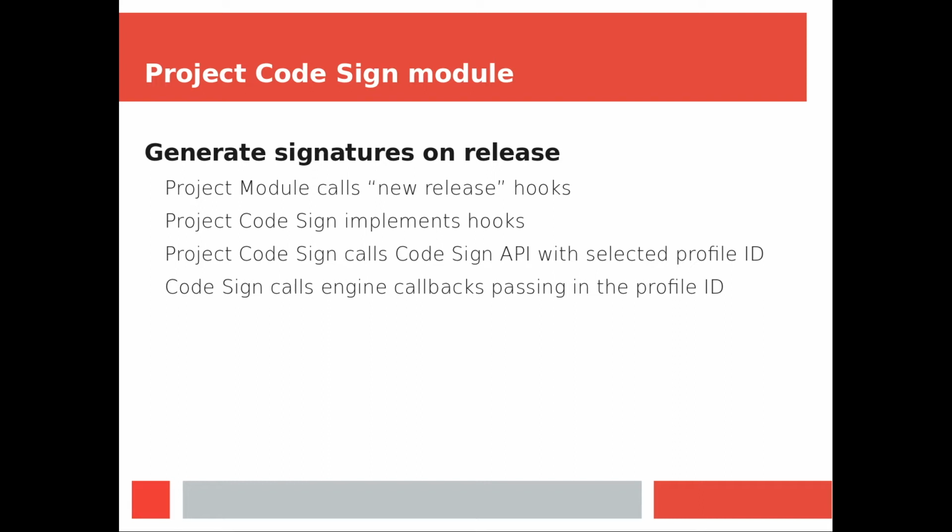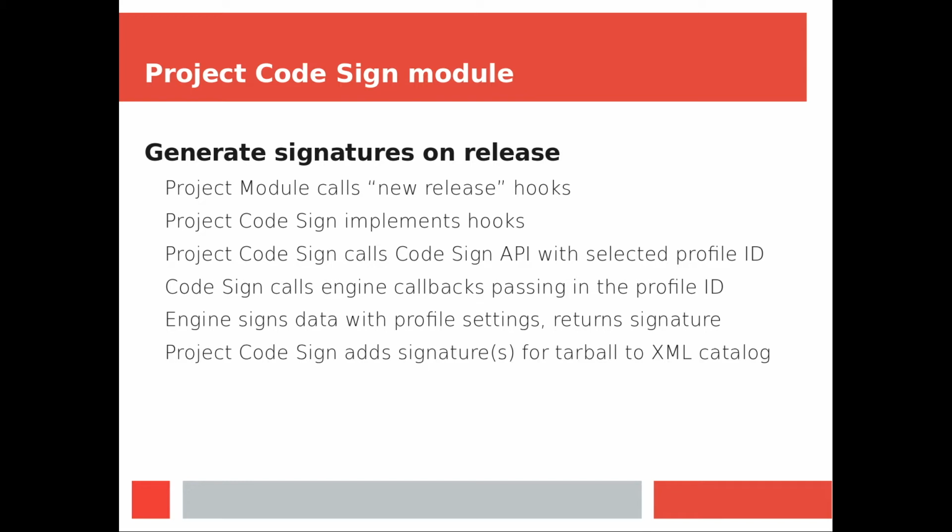CodeSign calls the engine callbacks. The CodeSign API itself calls the engine with profile ID. The engine itself signs the data and returns a signature, and then Project CodeSign takes that signature or signatures for the tarball and adds it to the XML catalog. And the XML catalog is, whenever you do a check for updates, there's an XML file that's on Drupal.org, Backdrop CMS.org, Silkscreen CMS.org, that says here's a list of everything that we've got published and the latest versions, and then the sites compare those latest versions to what's installed and say, hey, you need to update these, and hey, these are security updates. So we're going to be adding in the signatures into that.